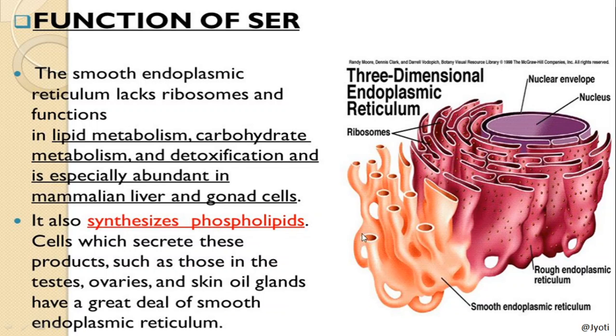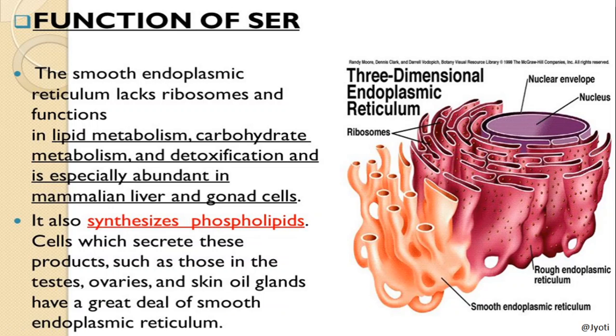Okay, so here you can see that the smooth endoplasmic reticulum is composed of tubules, and these tubules are highly branched, whereas the cisternae are less branched, or sometimes they are not branched, but they contain the ribosomes on their surface. Okay.